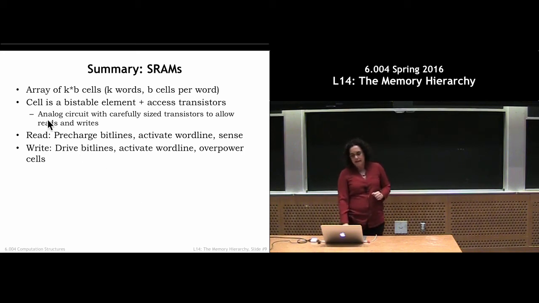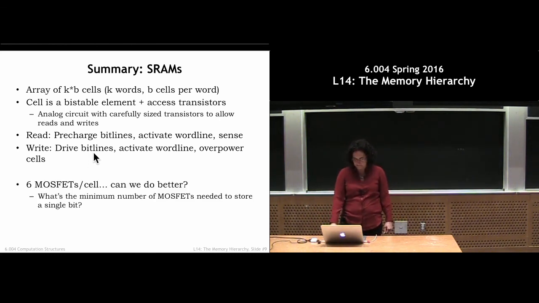We learned that each cell has a bistable element, which is achieved through this feedback path with your inverters, and it has access transistors that connect it to the bit lines. We do reads by pre-charging the bit lines, then activating the word line and sensing which of the 2 sides went down a little bit. And we do writes by driving the bit lines, again selecting the word line, and this time overpowering the cells.